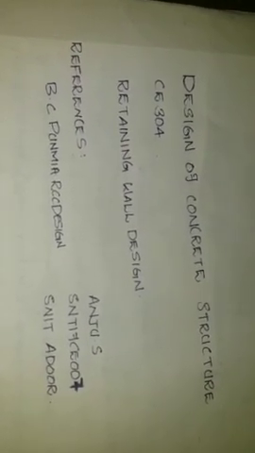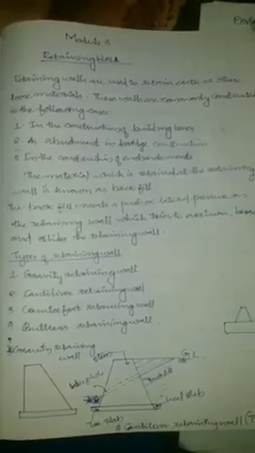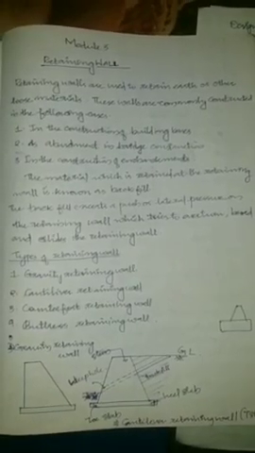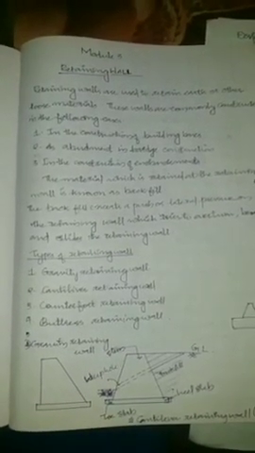The subject of the video is retaining wall design, which comes under design of concrete structures. What is a retaining wall? A retaining wall is used to retain earth or other loose materials. These walls are commonly constructed in the following cases: first, the construction of building bases, as abutments in bridge constructions, and in the construction of embankments.